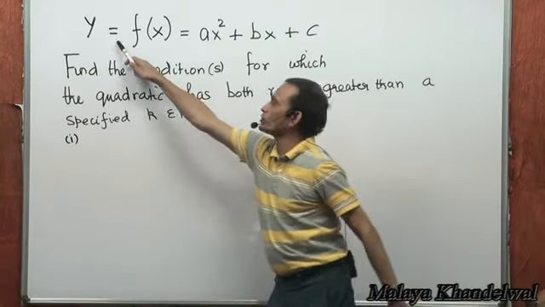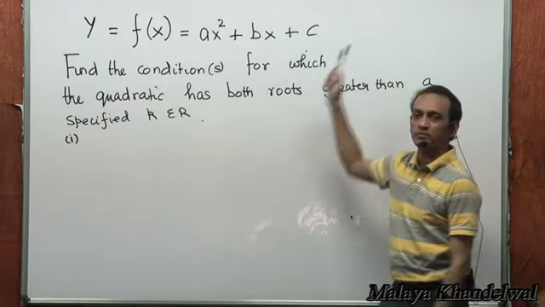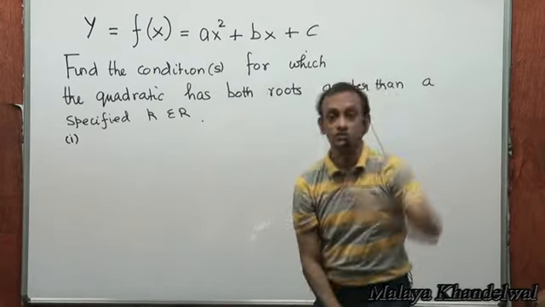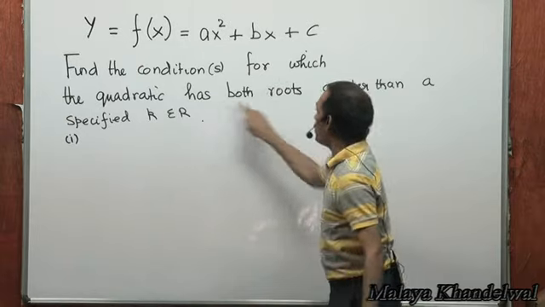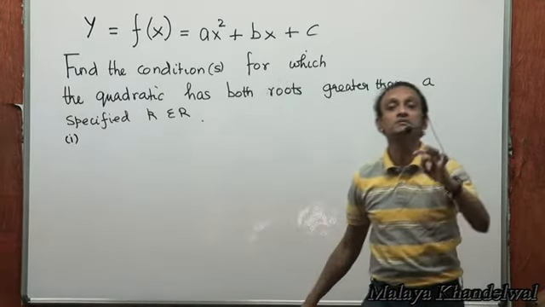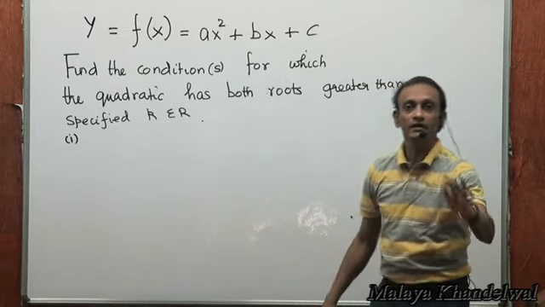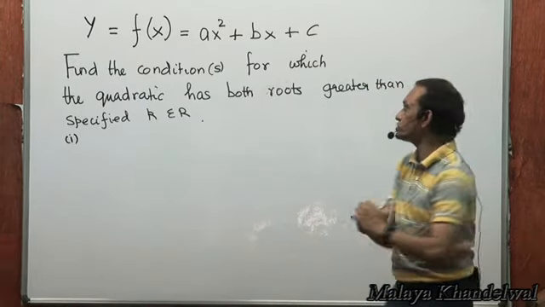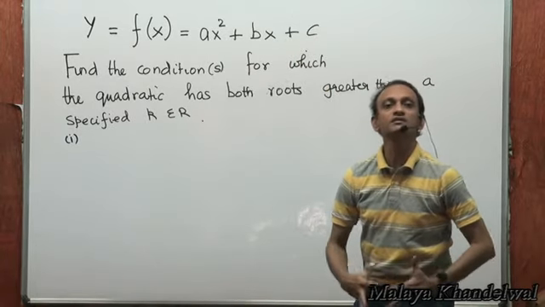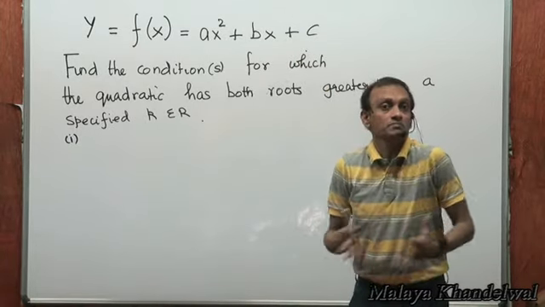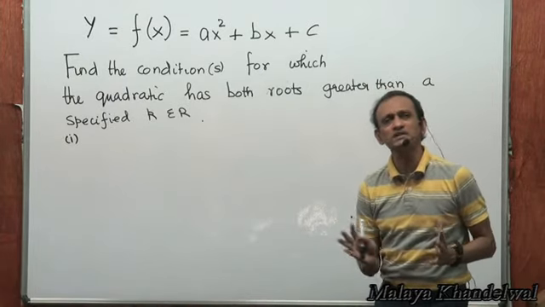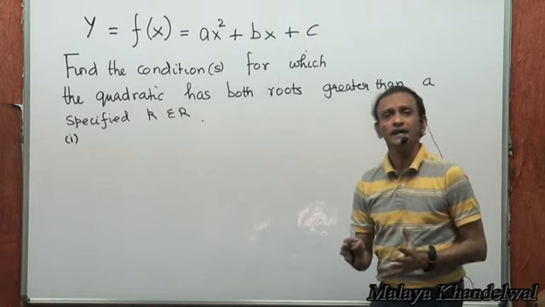So here we have a quadratic expression y equal to ax squared plus bx plus c, and we want to populate the set of conditions that would cause both roots of the quadratic to be greater than a specified number k, a real number k. We want to populate all the conditions for which both roots of this quadratic would be larger than a specified real number k. So let me look at both situations, a greater than 0 and a less than 0.